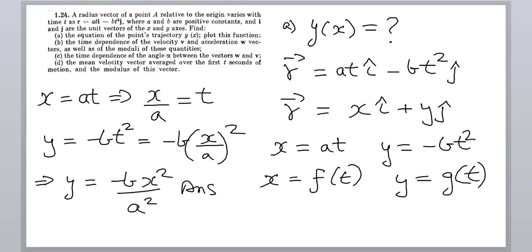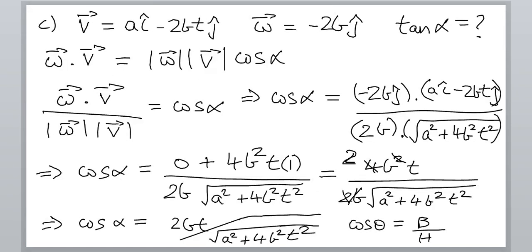Let's see. Time dependence of the angle alpha between the w vector and v vector. We have done the c part also. Now d part: the mean velocity vector averaged over the first t seconds of the motion and the modulus of this vector. We need to find the average value of the v vector averaged over the first t seconds. This is the d part.